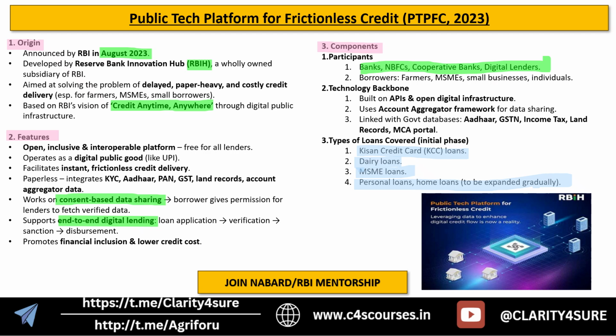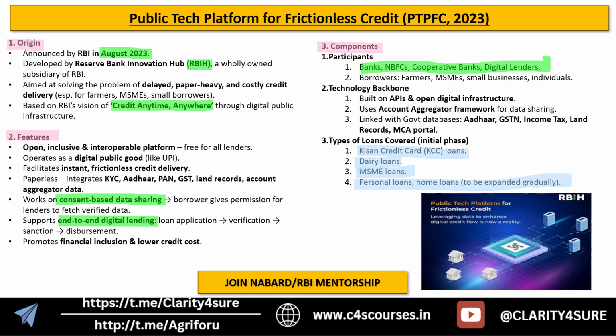Moving to the next thing, public tech platform for frictionless credit. So it was launched by RBI in 2023, and it has been developed by Reserve Bank Innovation Hub, a wholly owned subsidiary of RBI. Okay, what is the aim? Aim is very simple. It has come into force to resolve the problem of delayed, paper heavy and costly credit delivery, especially for the primary sector lending, for example the farmers, MSME and small borrowers.